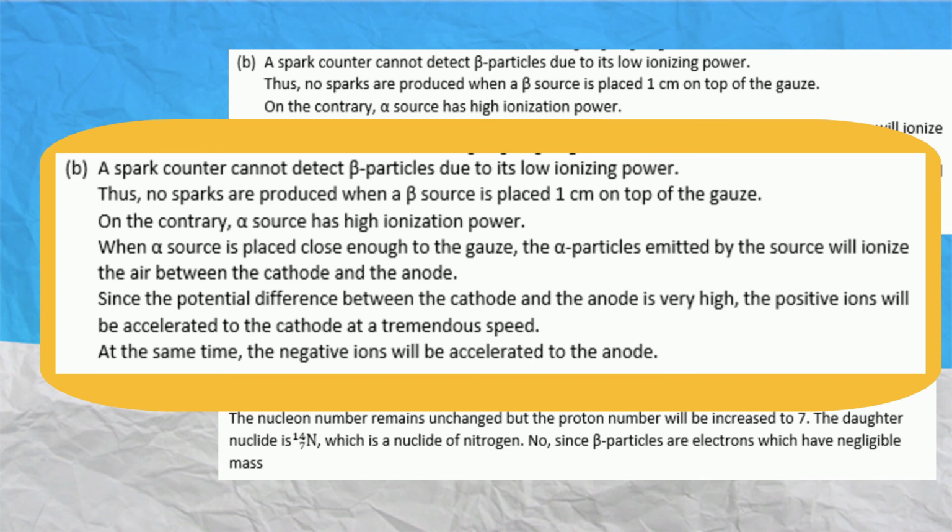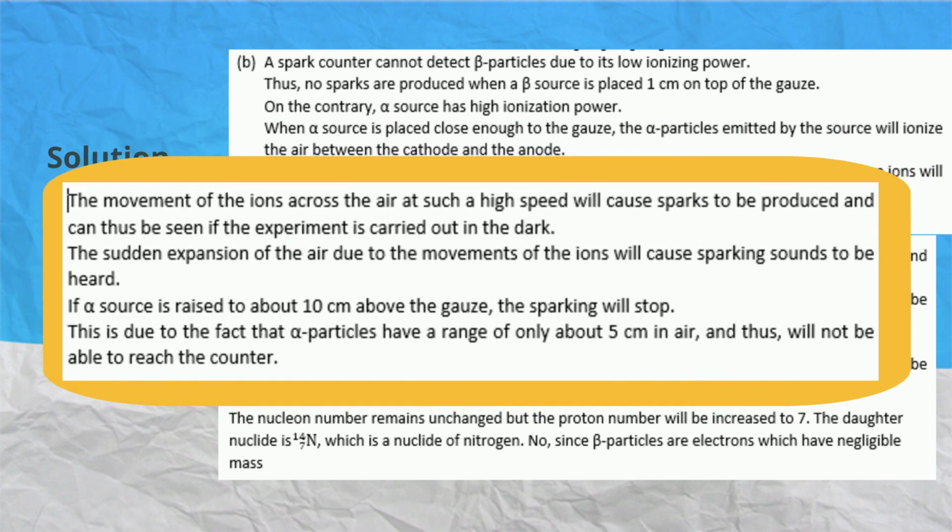Since the potential difference between the cathode and the anode is very high, the positive ions will be accelerated to the cathode at a tremendous speed. At the same time, the negative ions will be accelerated to the anode. The movement of the ions across the air at such a high speed will cause sparks to be produced, and thus can be seen if the experiment is carried out in the dark. The sudden expansion of the air due to the movements of the ions will cause sparkling sounds to be heard.